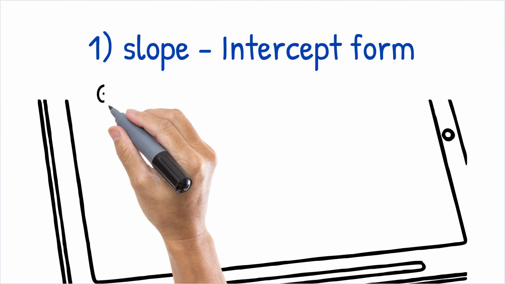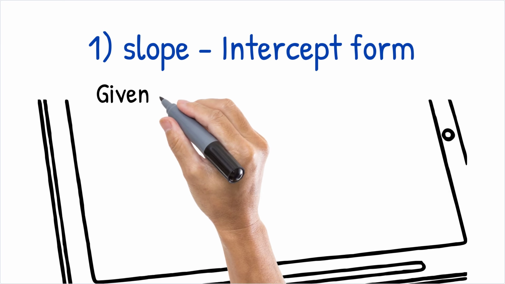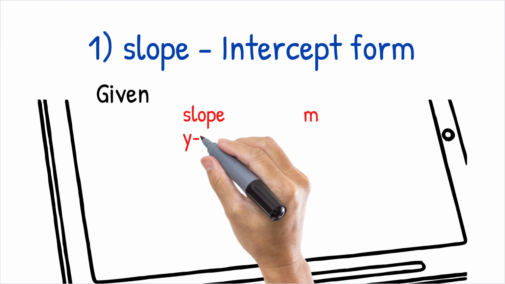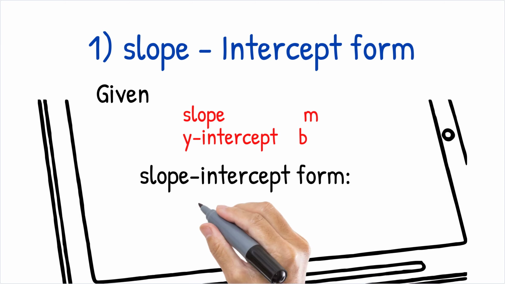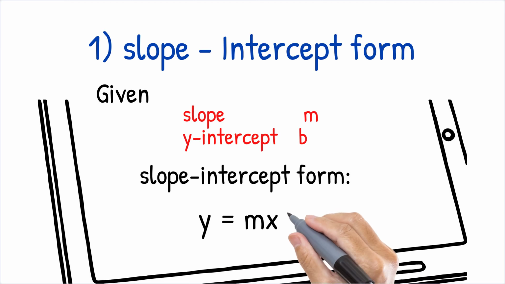First one, slope-intercept form. Given slope, m, and y-intercept, b, the equation of the line is given by y equals m x plus b.